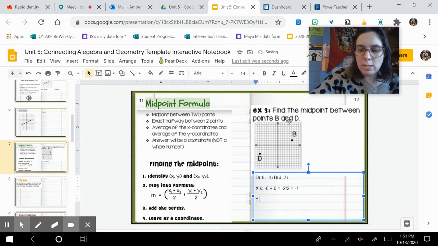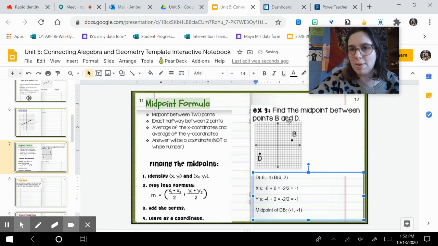Then we have the y's. So that's -4 plus 2, which equals -2, and then we're going to divide that by 2 for the average, and that's going to be -1 as well. So our midpoint of DB is -1, -1. It doesn't always end up being the same number. That just happens to be this case, okay?